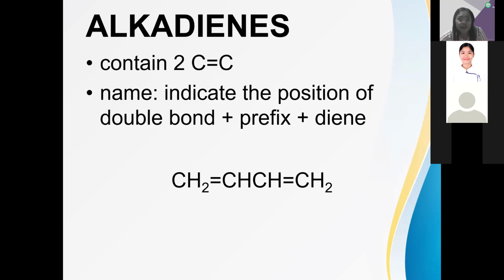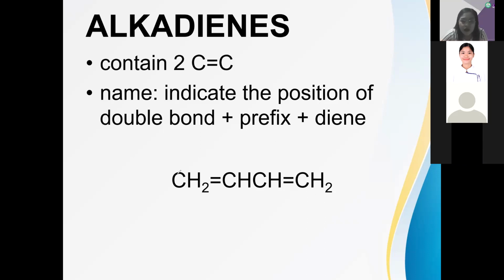Let's move on. So we have here the Alkadienes. We call this Alkadienes because of the presence of two carbon-to-carbon double bonds. So dalawang double bonds yung nasa structure. Again, we call that Alkadienes. Now, how do we name this? Indicate the position of the double bond plus the prefix, and ang ending niya ay magiging diene.